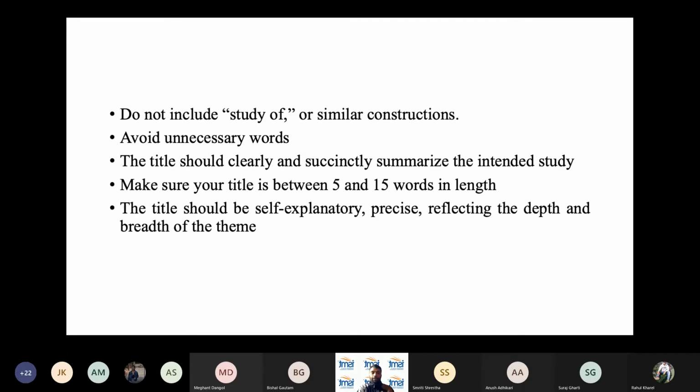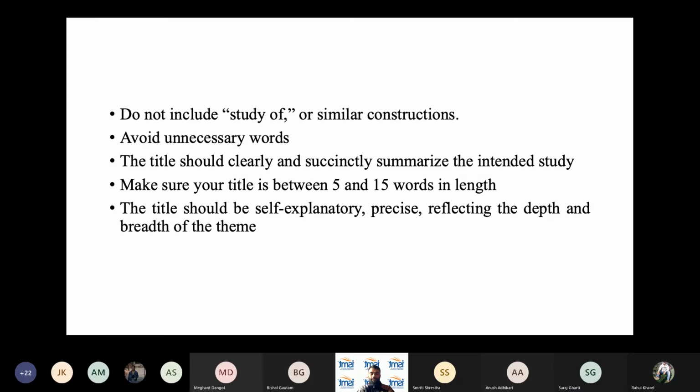Do not include "study of" or a similar construct, because "study of" is the continuous study of, for example, IoT devices in home automation. So that study is the continuous process. Research is a time-limited task, time bound. Study is the continuous process. From the beginning you are doing your study, whether it is formal or informal.